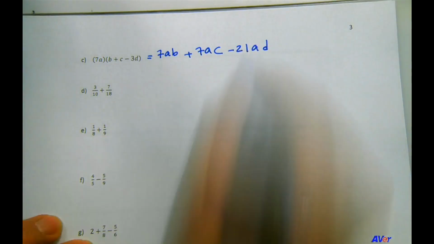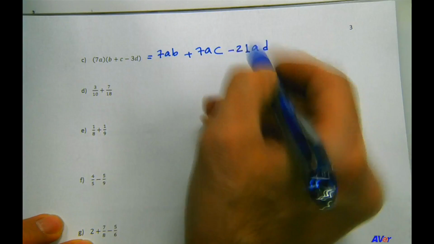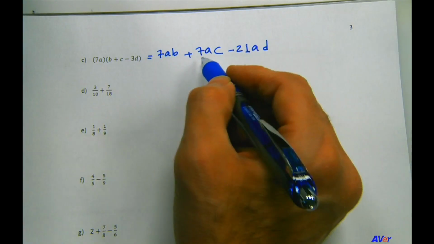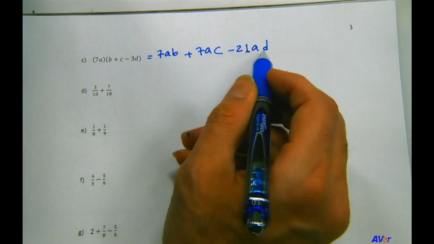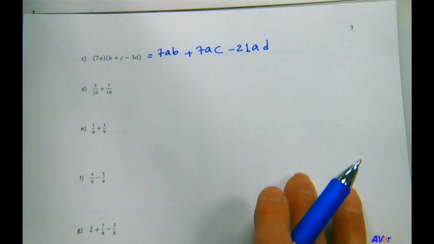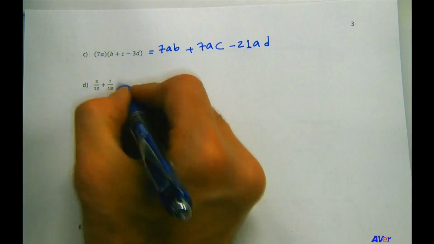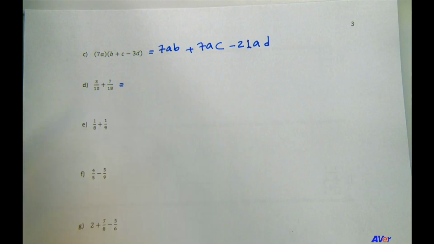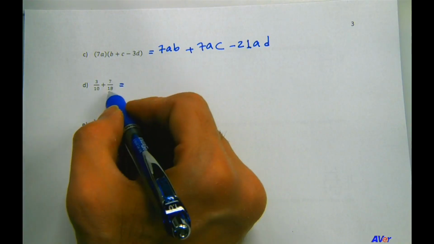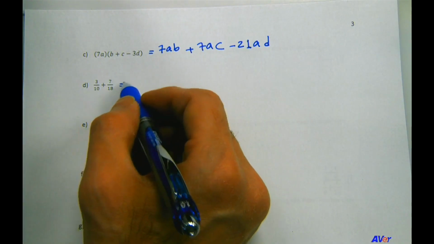Okay, so that's the final answer. Can we combine any of these? No, because A, B, A, C, and AD are totally different. Okay, so the part D, this is a problem of taking the common denominator.